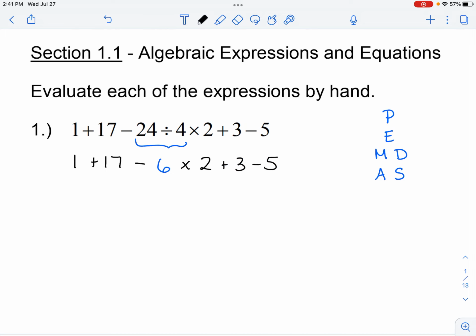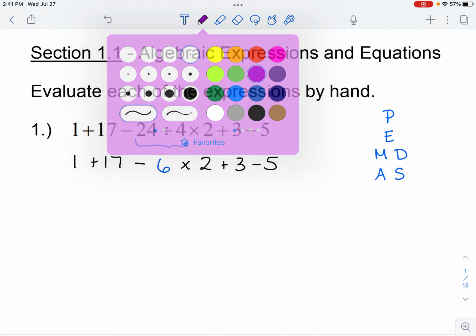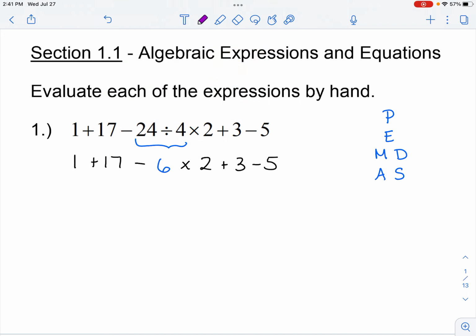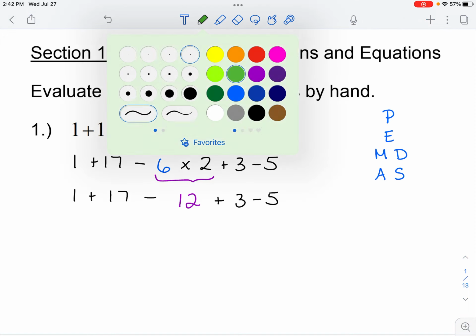Okay, so that was step 1. Step 2, we'll identify what happens next. I see a lot of addition and subtraction, but then I see this multiply right here. So now I want to do the multiply next. Well, 6 times 2 is 12. And then I'm going to write the rest of the problem around it. So I've got 1 plus 17 minus 12 plus 3 minus 5. And addition and subtraction happens from left to right. So I'm just going to go in order from left to right.